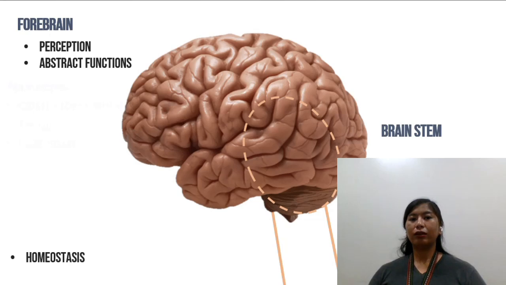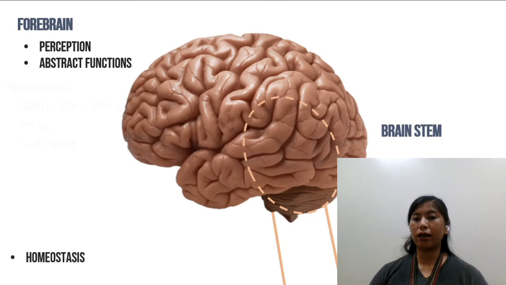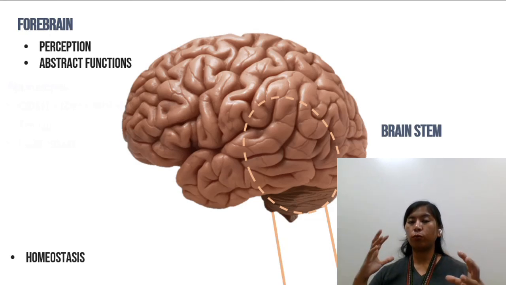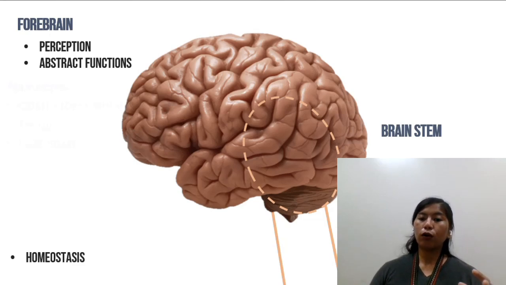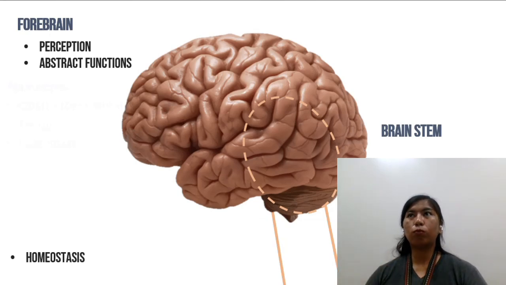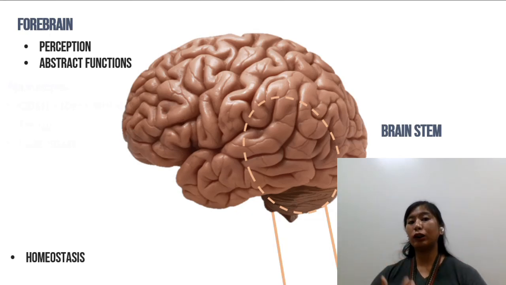Okay, so just a quick depiction of how the brain looks. It's a bit in profile. We will see the cerebellum and the cortex. This is the cortex and this is the cerebellum. Our forebrain is mostly concerned with our perception, abstract functions, our decision making. And our brainstem is inside here.